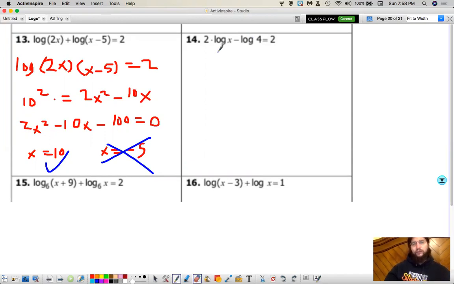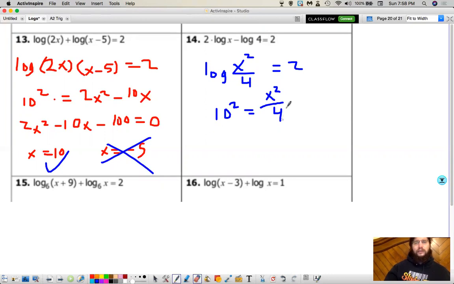I guess number 14. That's going to be x squared divided by 4, right? Our rule, quotient rule. Again, understood base of 10. Wow, 10 to the second power. So that's 100. Multiply by 4, that's 400 is x squared. Don't forget to take plus or minus when you do the square root.